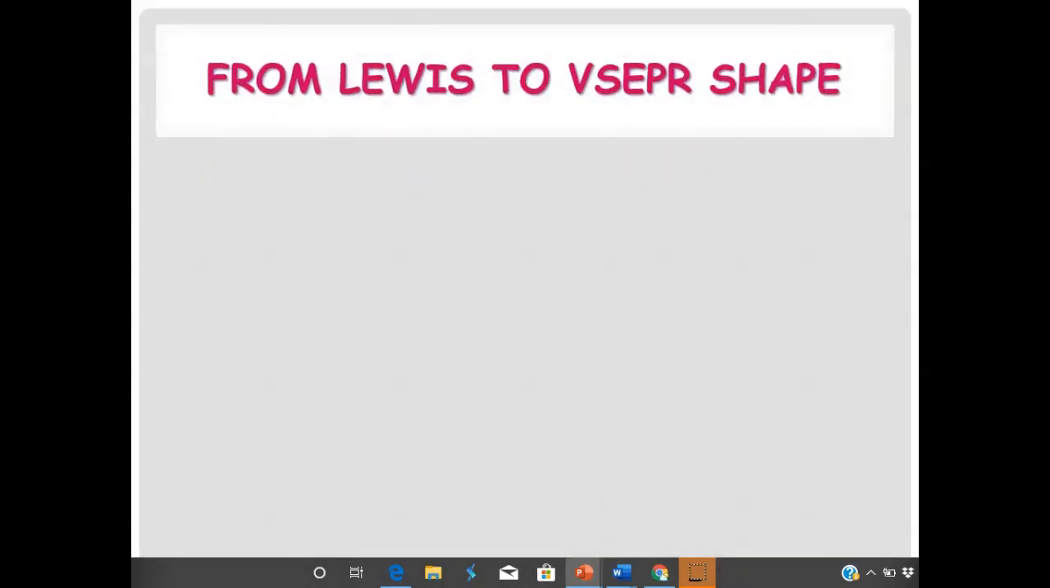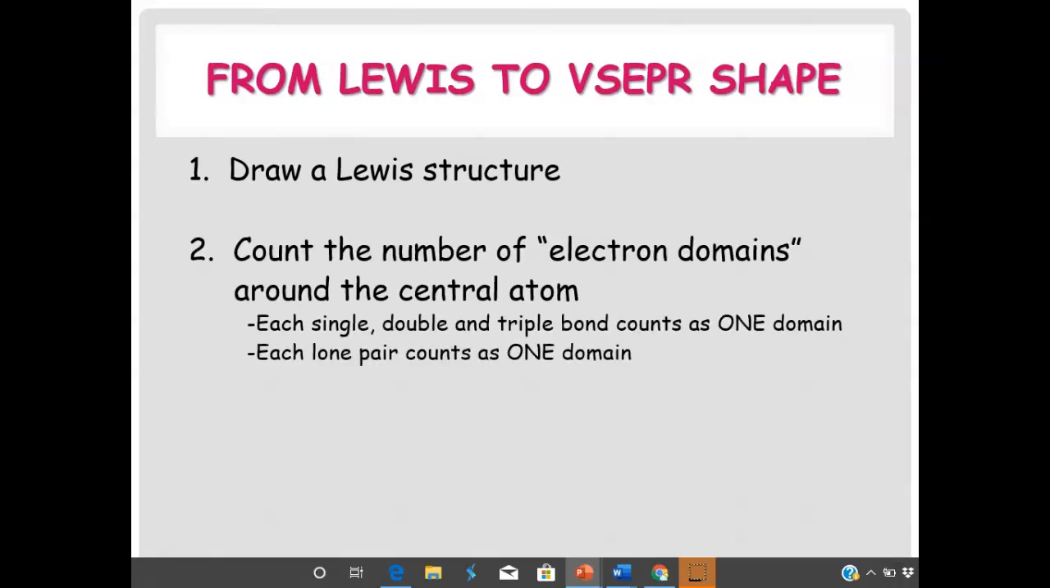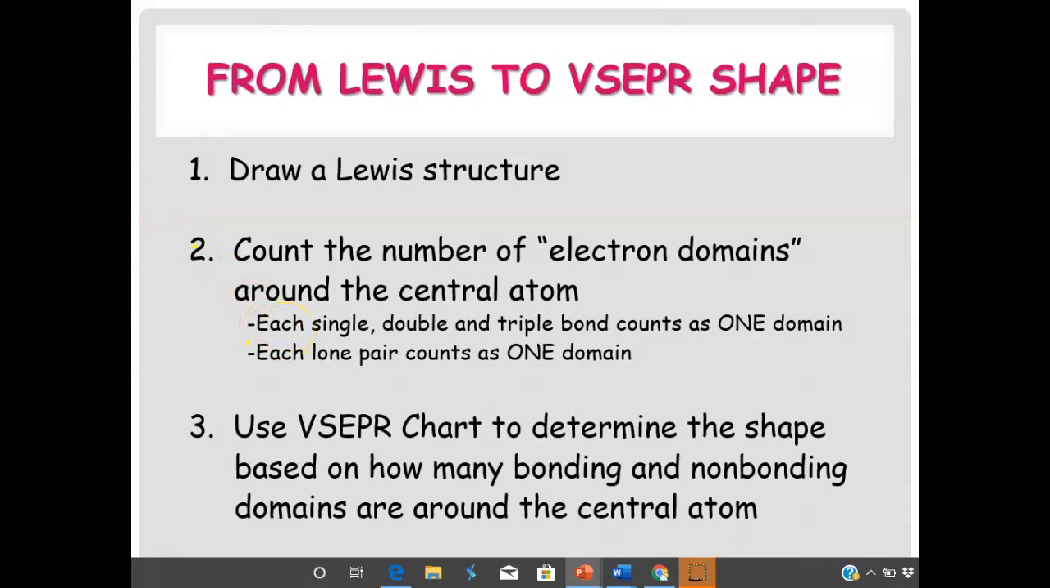All right, from Lewis to VSEPR shape. We first draw the Lewis structure like we did in class. You count the number of electron domains around the central atom. Each single, double, or triple bond counts as one domain. So these rules right here, you need to write them all down. Use the VSEPR chart to determine the shape based on how many bonding and non-bonding domains are around the central atom.